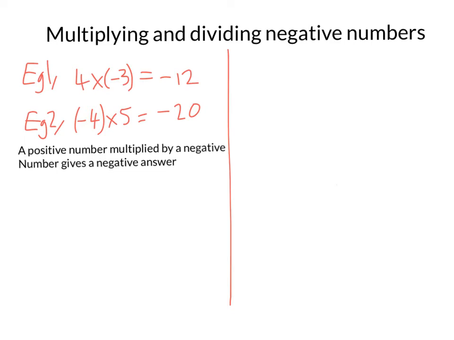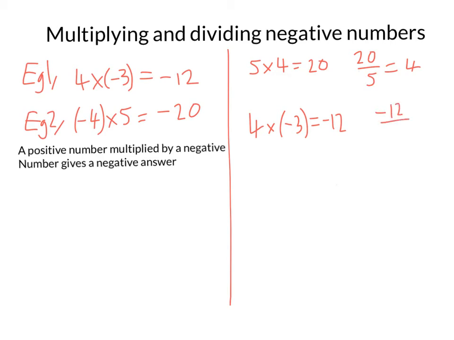Let's move on now to dividing negative numbers. Remember at the start I said to you that 5 times 4 is equal to 20. That multiplication fact could be rearranged to a division fact. If 5 times 4 is 20, it must also be true that 20 divided by 5 must equal 4. If we use another multiplication fact, let's use example 1. It says that 4 times negative 3 is equal to negative 12. If I rearrange that fact, I can say that negative 12 divided by 4 would give you negative 3.